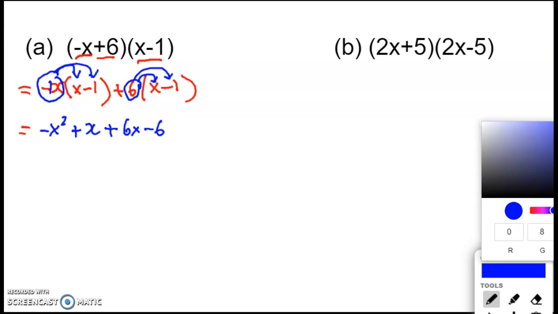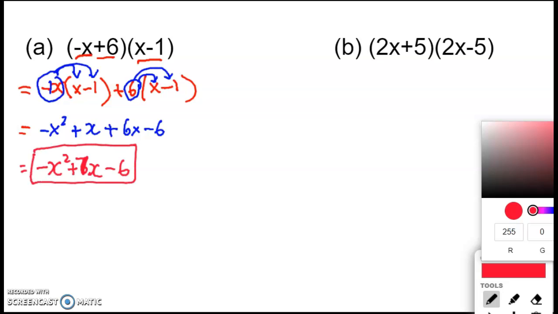Now from here, you need to look for like terms to combine. Do I have any more x squared terms? No, I don't, so I am just going to write x squared here. Do I have any x terms? I have one here and another one here, so you need to combine those. That's 7x, and then minus 6. That's my final answer.